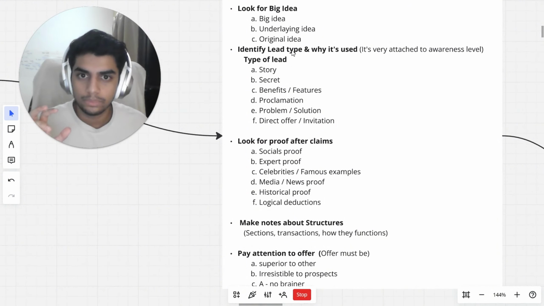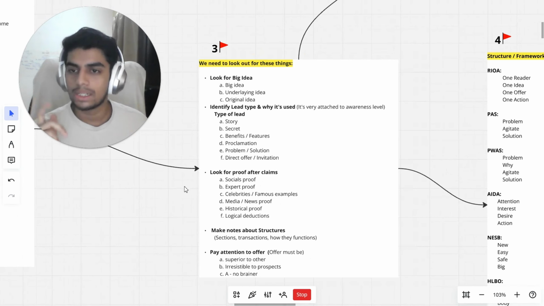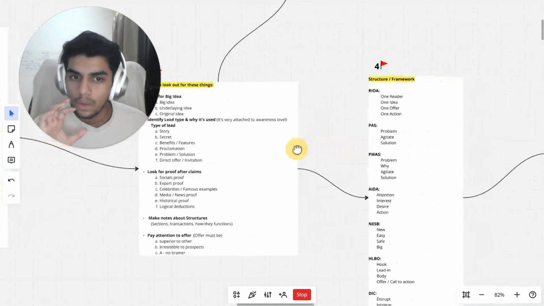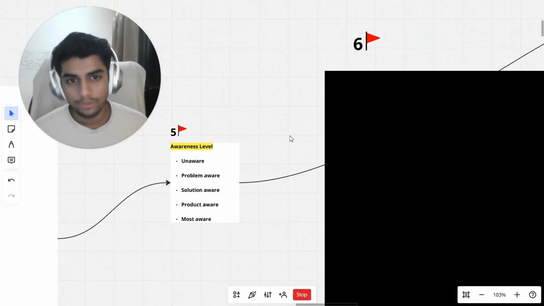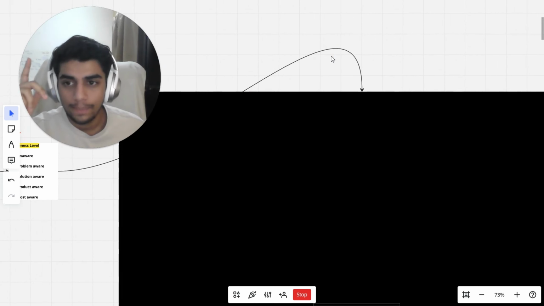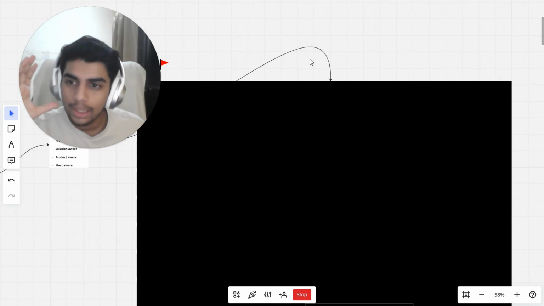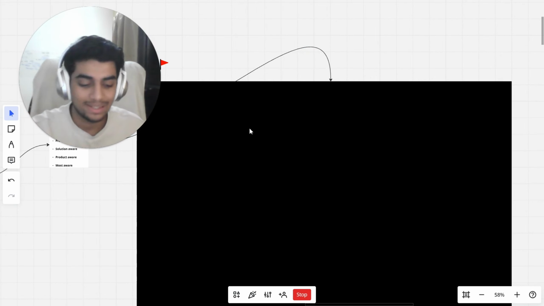So identifying the lead is very important, and it's actually attached to awareness level. This is where you need to understand who this copy is calling out to. So let's get to the fun part. I hope you have been waiting for this, and it can take time. Let me quickly go through the copy first and read it out to you, and I hope this helps, and that you have made it this far with this video.